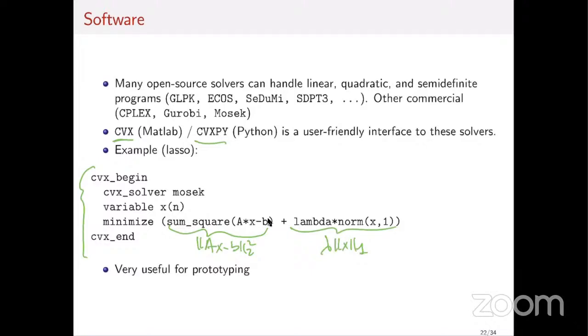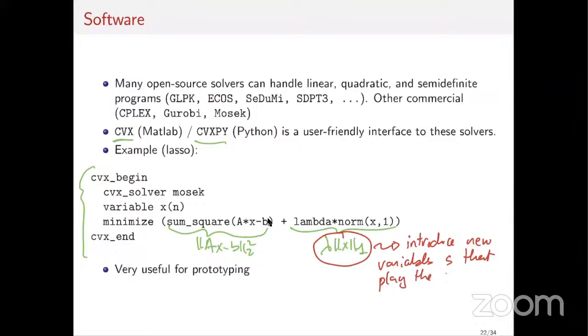Then you just write end. Essentially what CVX, the interface, will do is take this L1 norm and introduce new variables s that play the role of the absolute value of x, and add the constraint that x has to be between s and minus s. It will essentially rewrite this problem in the framework of a quadratic program as I showed in the previous slides, and then give it to the solver. When the solver returns the solution, it will repackage the solution in the way that you inputted it to the interface.